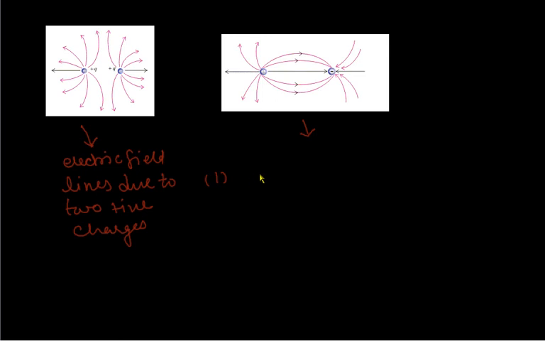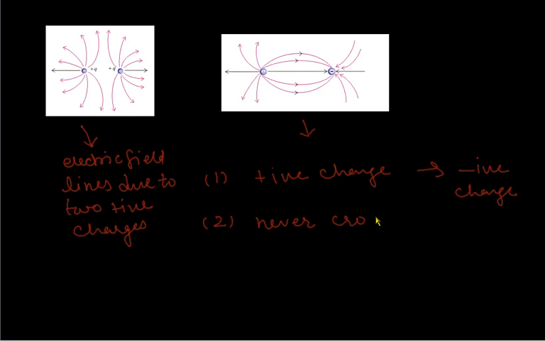Field lines start from a positive charge and end on a negative charge. Now two field lines never cross each other. Because if they do so, then at the point of intersection there will be two directions of electric field, which is impossible.